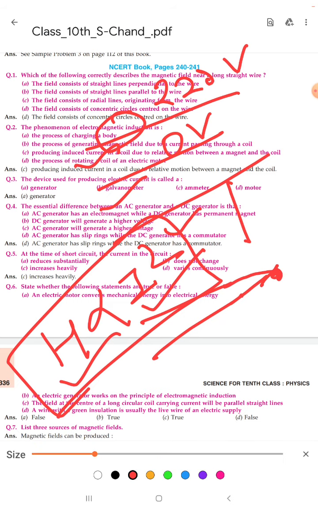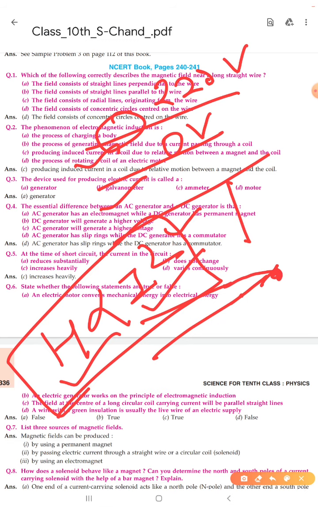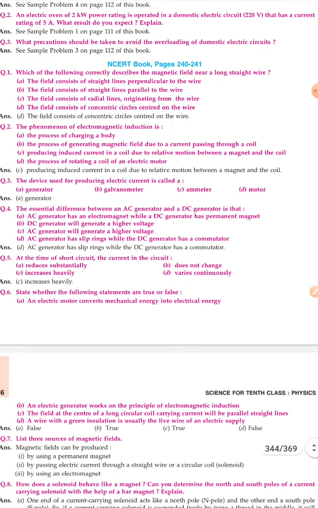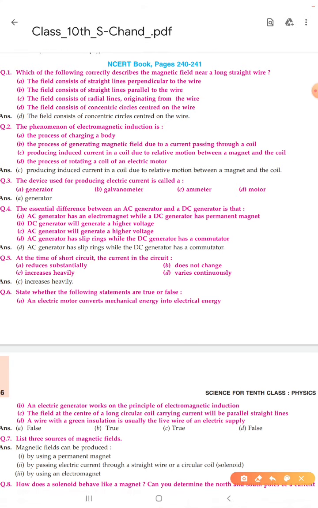So short circuit means when live wire and neutral wire coincide each other, then short circuit will be there. You should know this thing. So our question is, at the time of short circuit, the current in the circuit increases heavily. In the condition of short circuit, current increases heavily.